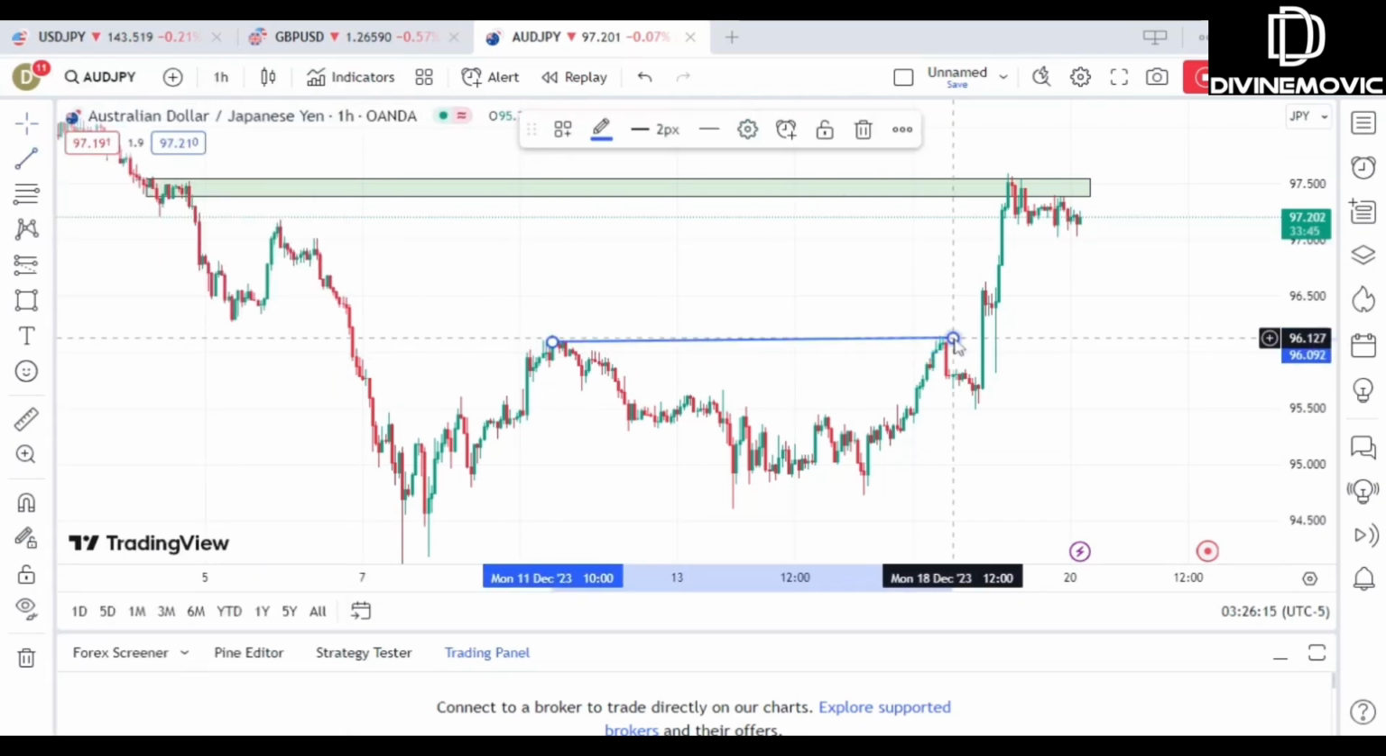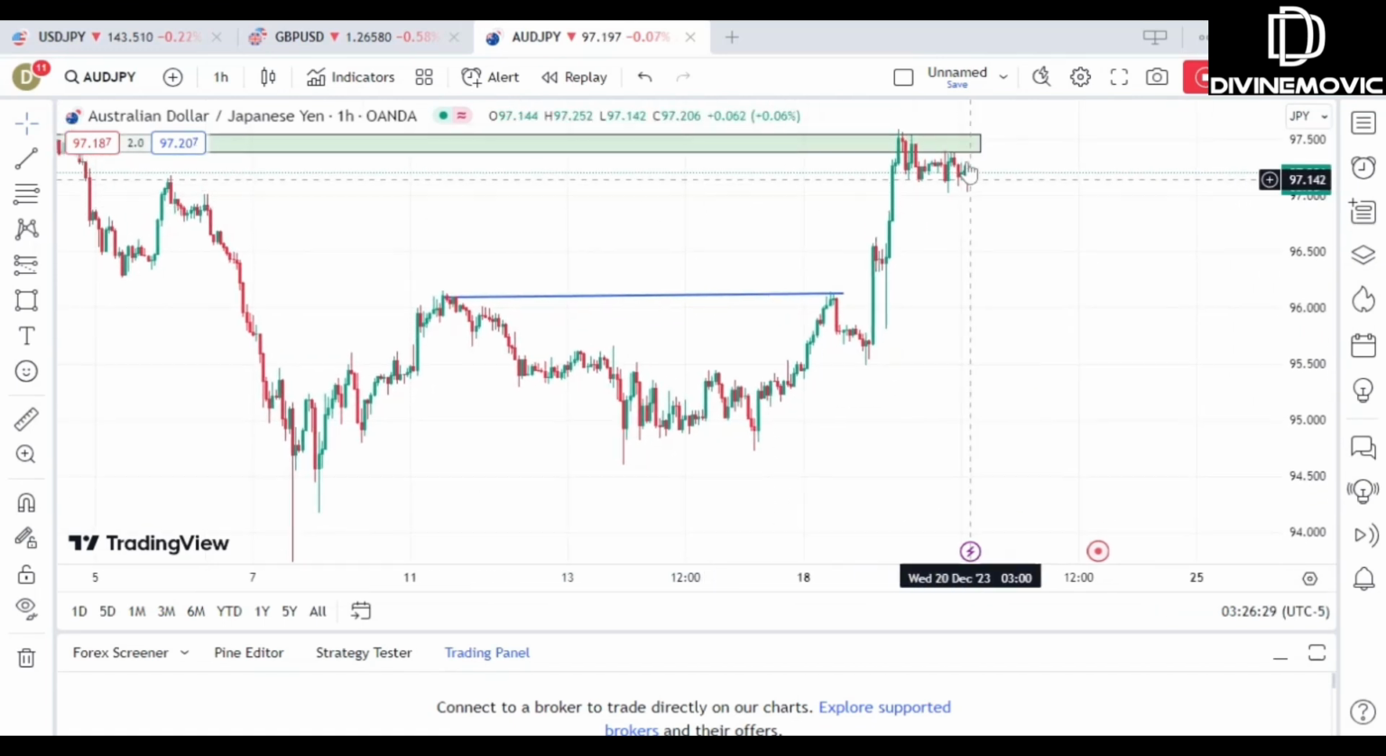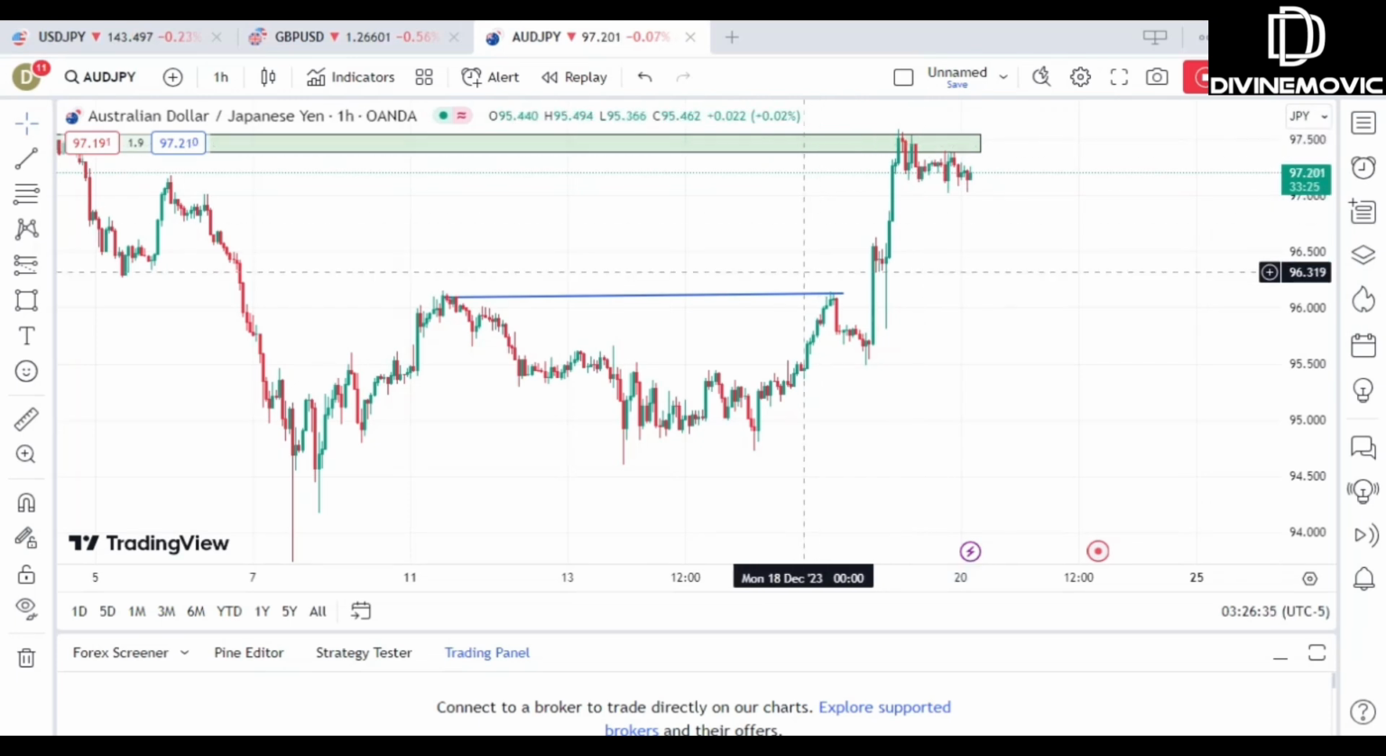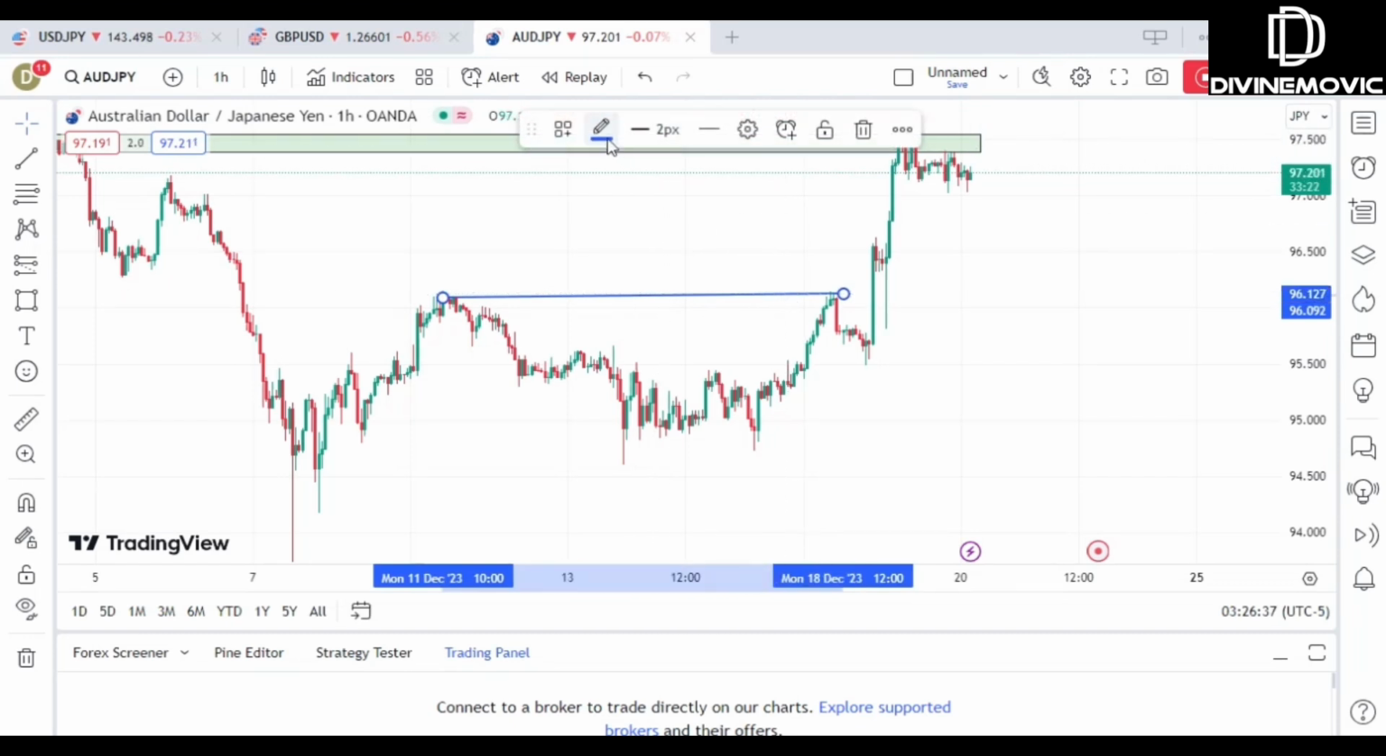And what can you see clearly? Price took out the liquidity, took out this one as well, and came to our point of interest here. Now, what are we looking at for now? We're looking at what price is doing at this zone here to see if we're going to go long or go short. Remember, price has already engineered liquidity here.